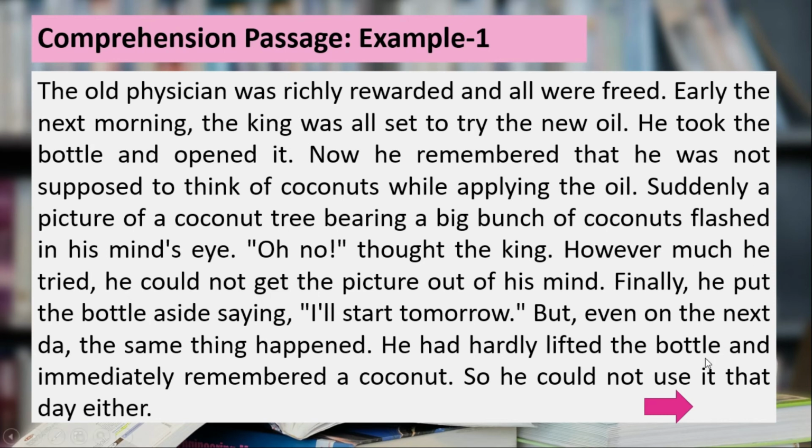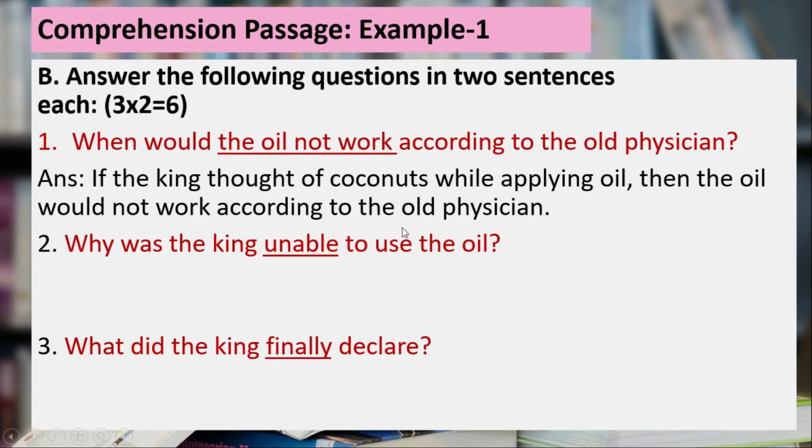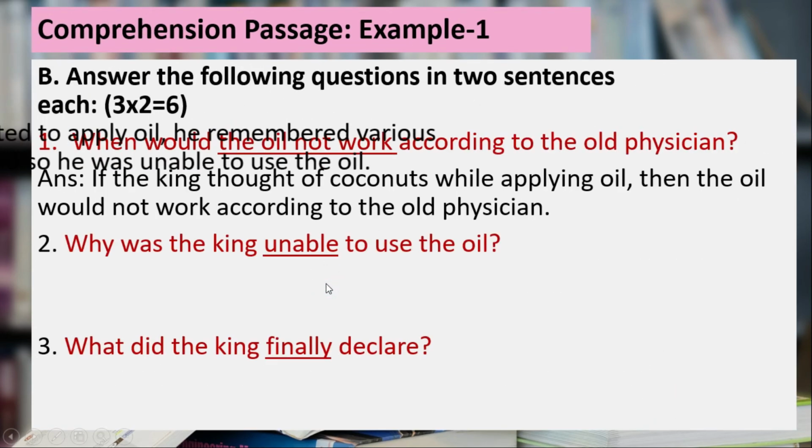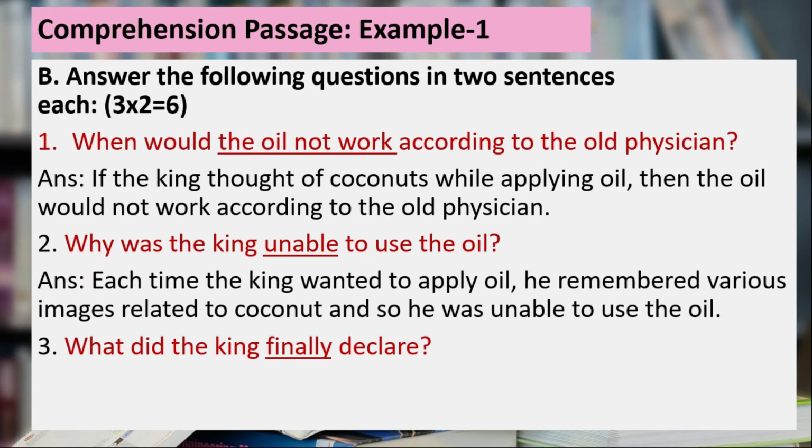So by going through the overall passage only, you can answer this question: each time the king wanted to apply the oil, he remembered various images related to coconut. So he was unable to use the oil. That's the answer. So then, what did the king finally declare? See, I focused on the word 'finally'. That is a conclusion, right?